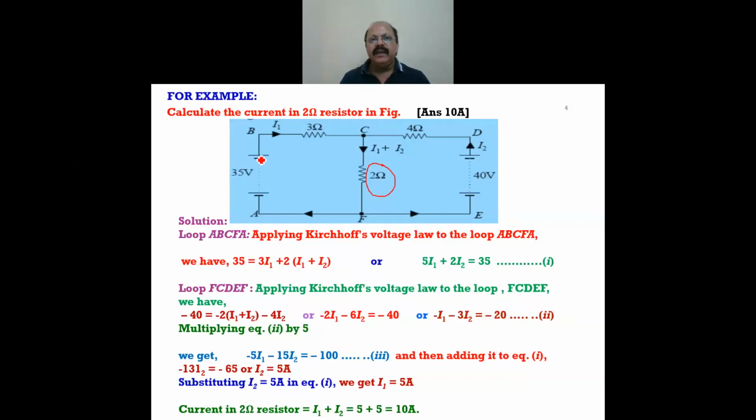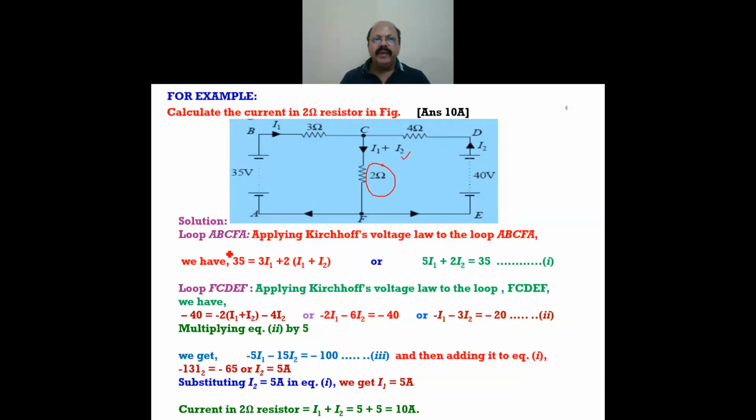You see that here I1 current is flowing and reaches the point C. Similarly from here I2 current is flowing, reaching point C. So both are moving towards the junction, and the total current is I1 plus I2 according to the KCL. So through the 2 ohm resistance the current is I1 plus I2.